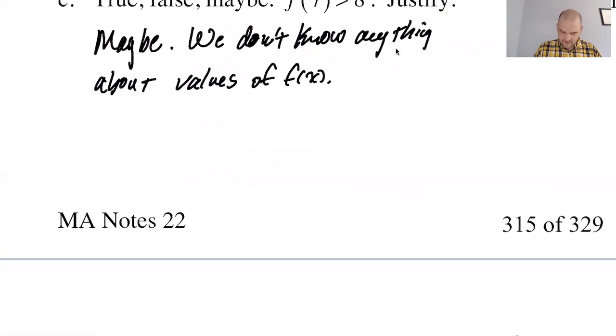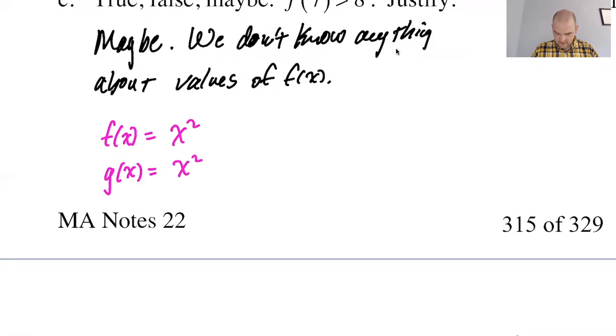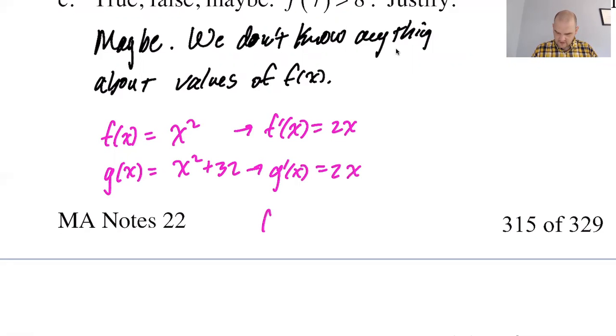So if we have f of x equals whatever, let's say we have f of x equals x squared, and we have g of x equals x squared plus 32. Well, then f prime of x equals 2x. G prime of x also equals 2x. So f prime of x equals g prime of x, even though all the y values are different, right? But they differ by a constant. They are always a constant difference apart vertically, which means the slope is going to be the same.